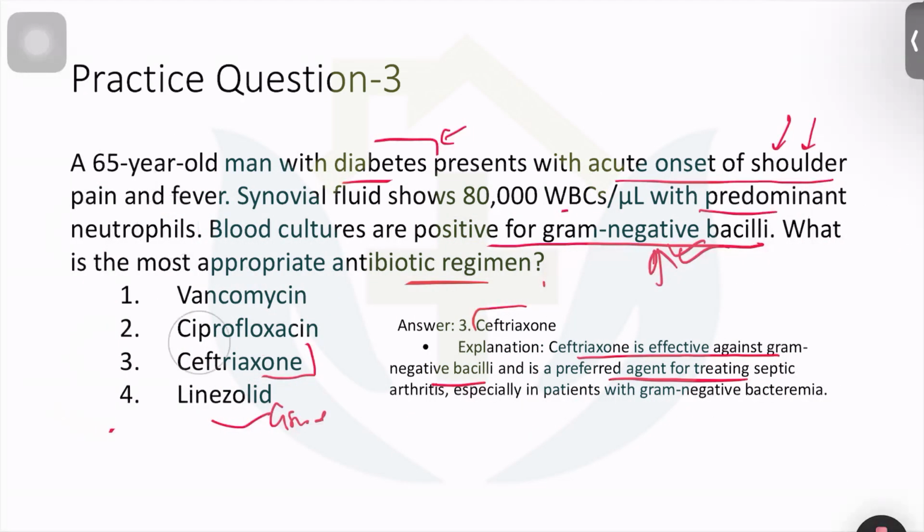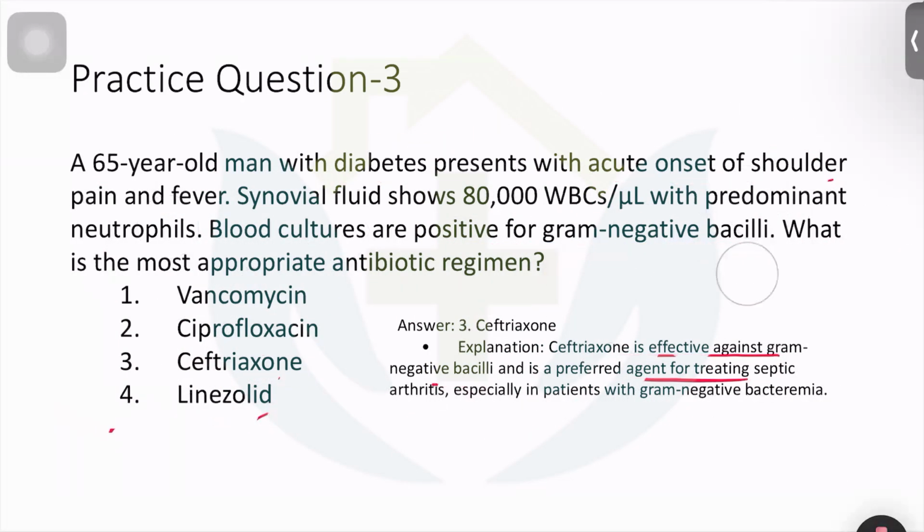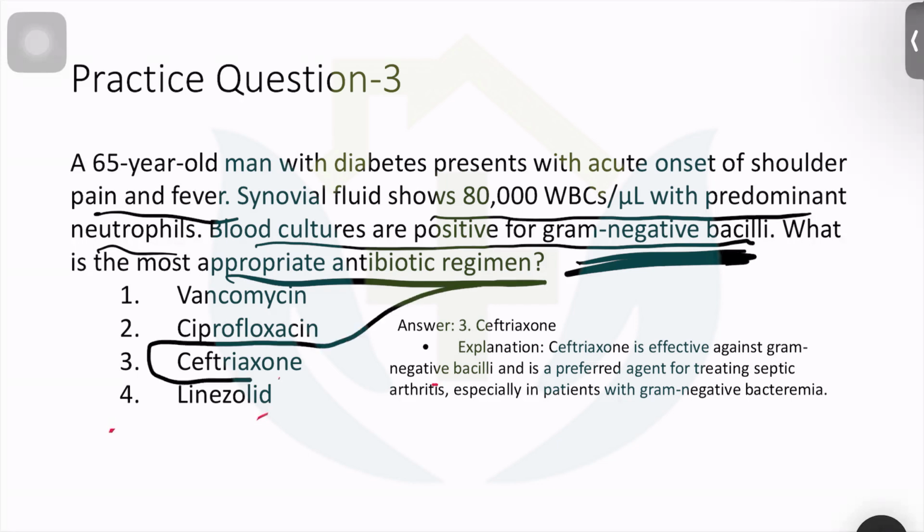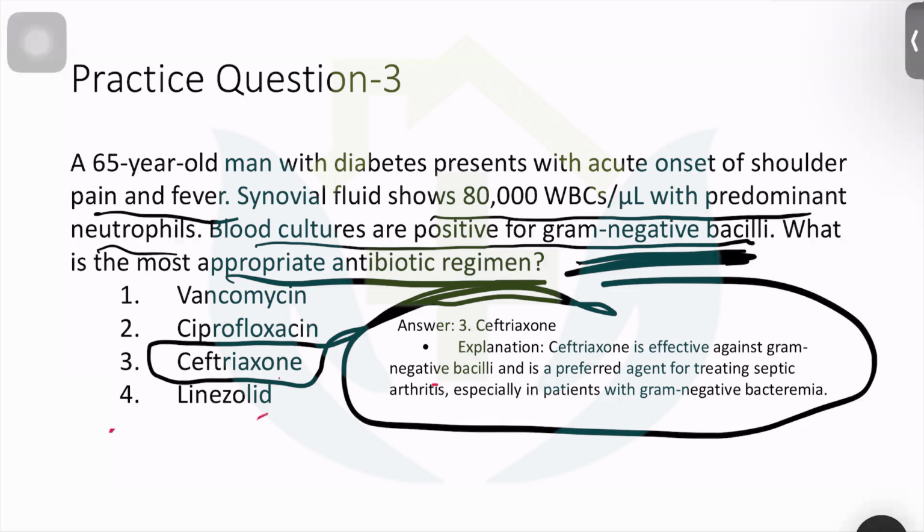A 65-year-old man with diabetes presents with acute onset shoulder pain and fever. Synovial fluid shows 80,000 cells, predominant neutrophils, blood culture positive for gram-negative bacilli. Drug of choice is? Ceftriaxone, because of gram-negative bacteria.